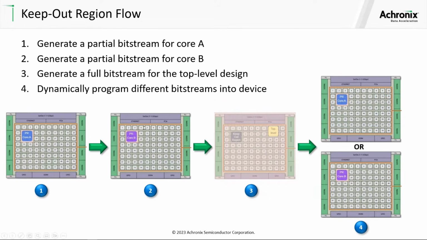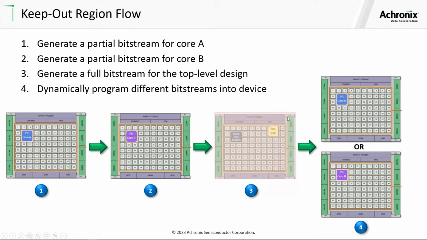So step one is I've got to create a partial reconfiguration bitstream for the first, what we'll call partial reconfiguration core A. Think of it as the first function that I want to control. Then I'll need to create the second function, what we'll call partial reconfiguration core B. I need to generate that bitstream.